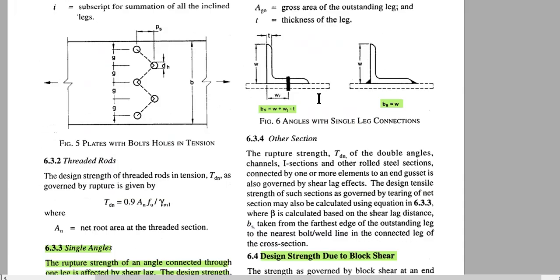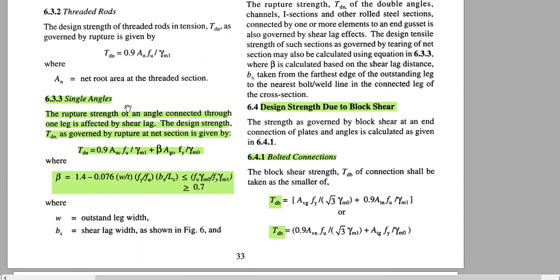So let us go to the angle. Single angles. There is no heading for double angles, that means you have to multiply the strength if there are two angles. The rupture strength of an angle connected through one leg is affected by shear lag. I have explained this in lectures. The design strength Tdn, as governed by the rupture at net section, is given by this formula. Here some constants or factors are given.